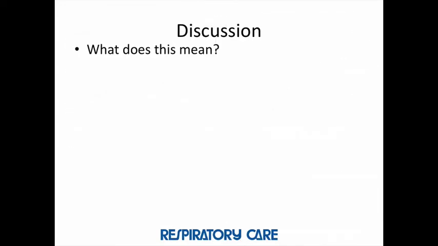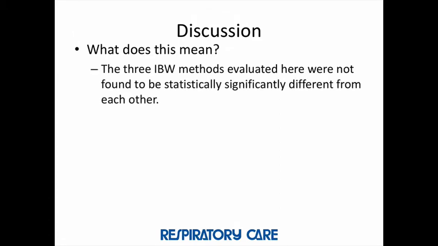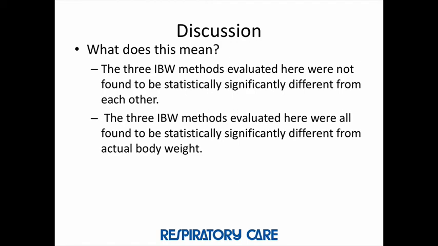So what does this mean? Let's simplify this down and talk about this in more normal clinical language. The first thing, as I said, that these results report that is really important is that these three ideal body weight methods were not different from one another. So it doesn't matter which one you use. They're all pretty similar. The second thing of note here is that all three ideal body weight methods were very different from actual body weight. So again, it really does matter to use ideal body weight, because all three of them were different from actual body weight in this group of 58 subjects.